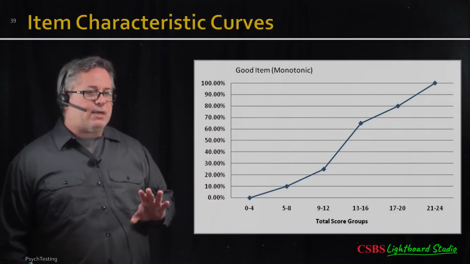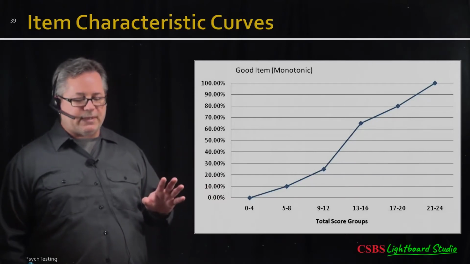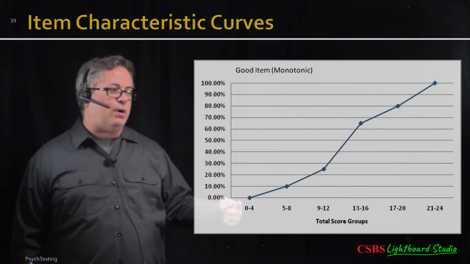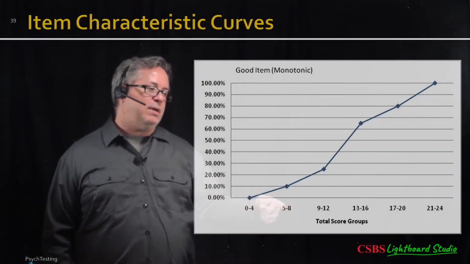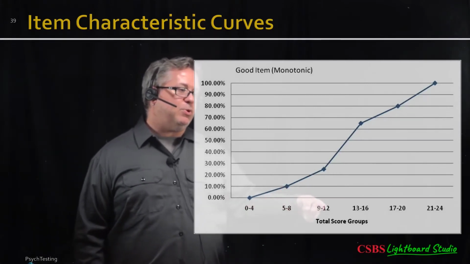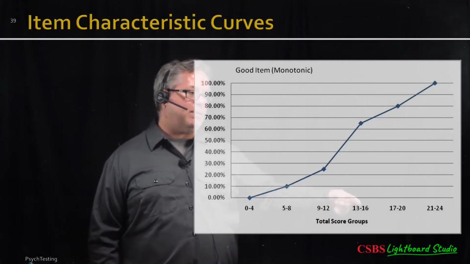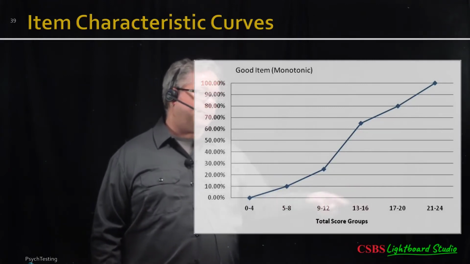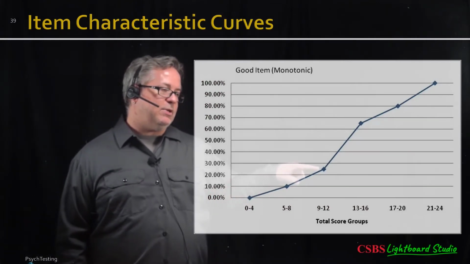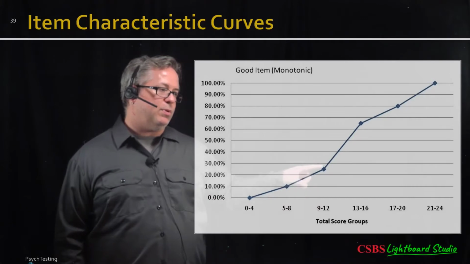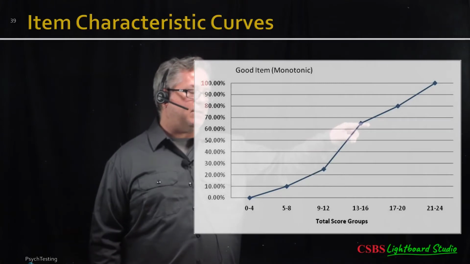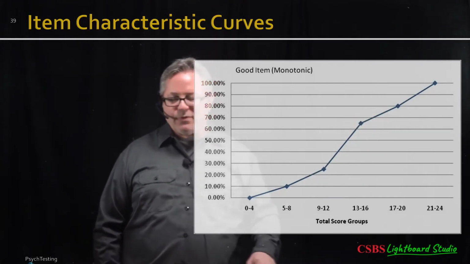What monotonic is talking about, and it's a fancy term for this idea, is that whatever this item is, as people go up in their total score, each group, this represents a group of people, the percentage of people endorsing the item should go up as the totals go up. Meaning it's increasing from here to here. It continues to increase. Each new total score group has a larger proportion of people endorsing this item as you go up. So think of that as an example.